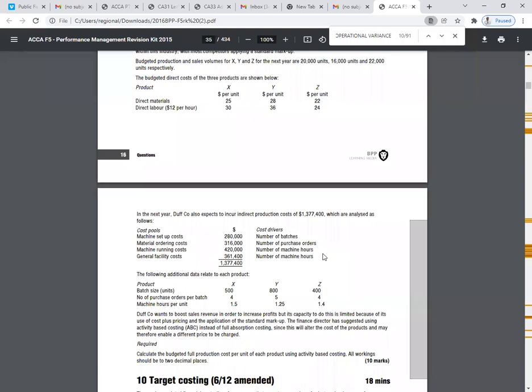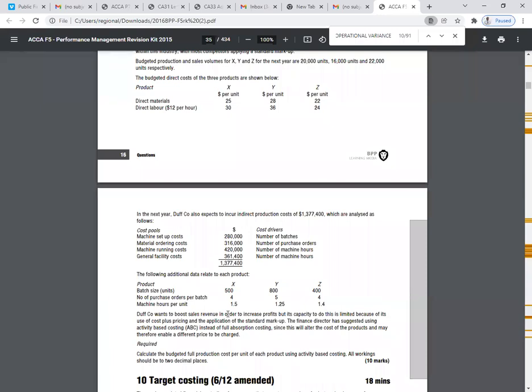Looking here, they have told me machine hours per unit. Meaning that whenever they give me machine hours per unit, for the totality I have to take the machine hours per unit times the number of units.